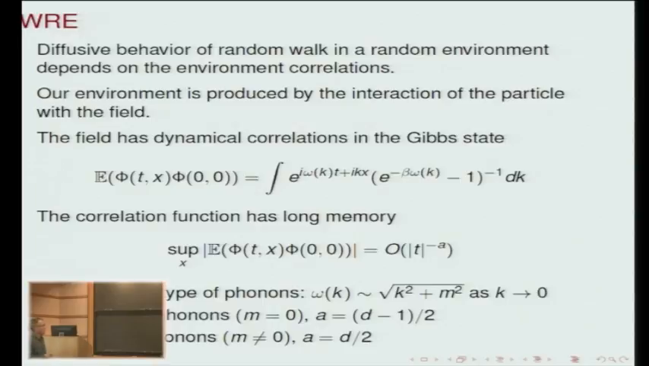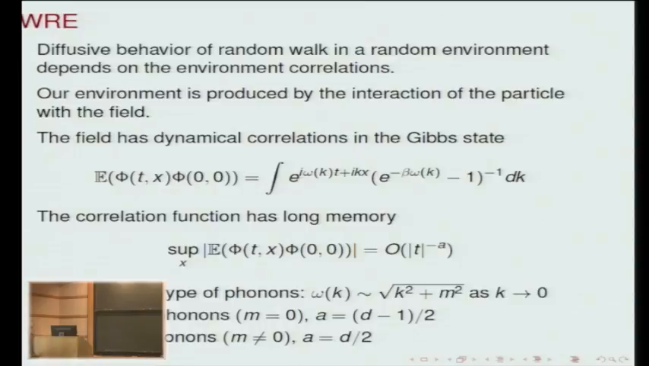environment. I mean, our environment is sort of produced by the interaction of the particle with the field. And it's slightly subtle here because the field is influencing the particle, but the particle is also influencing the field. So the environment is not Markovian. So the walk is not Markovian either. There's a lot of memory there, and it's random in this quantum sense as a function of the environment initial state variables.